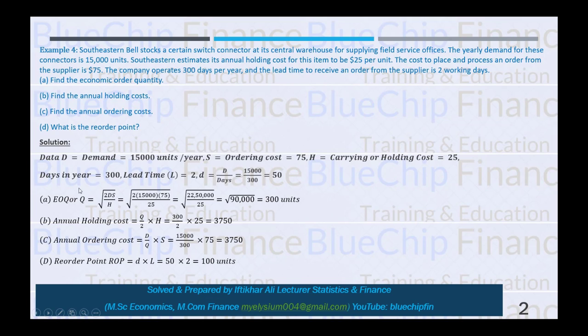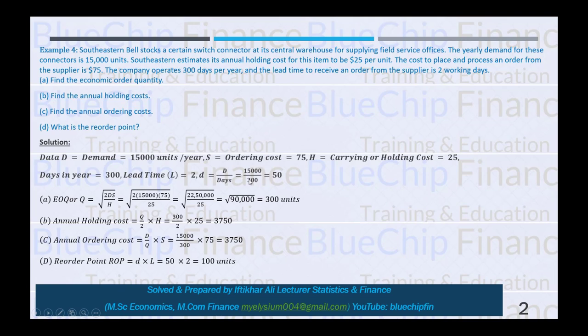So first of all, we extract the data from our question, and first thing, that is demand. So demand D is 15,000 units, and after that your holding cost is 25, H is 25, and the cost to place and process an order from the supplier is 75. So ordering cost is 75, which is denoted by S, and the company operates 300 days per year. So days in a year should be treated as 300, and the lead time to receive an order from the supplier is 2 working days.